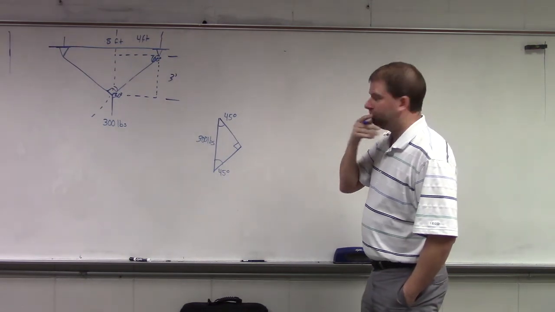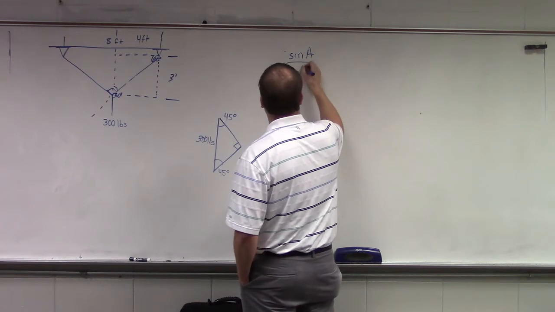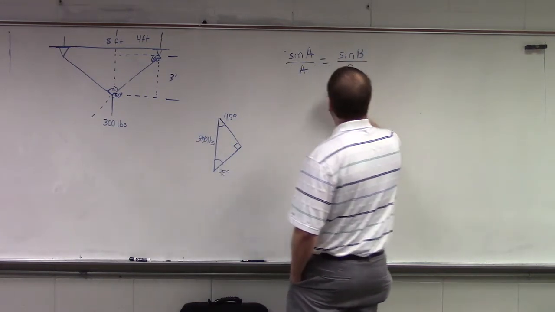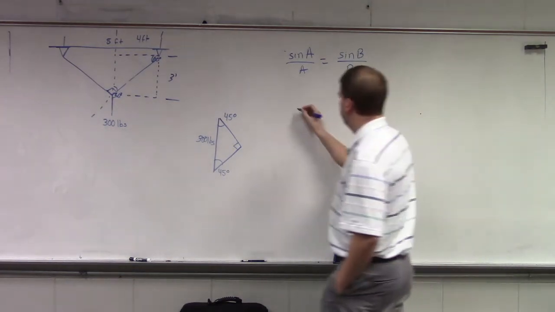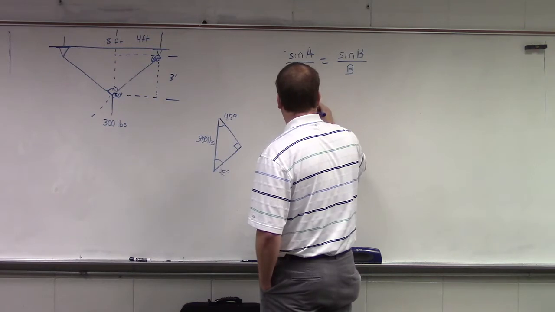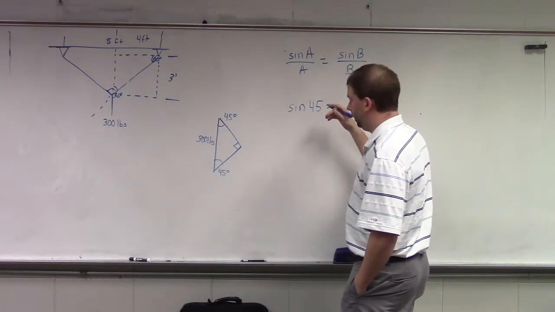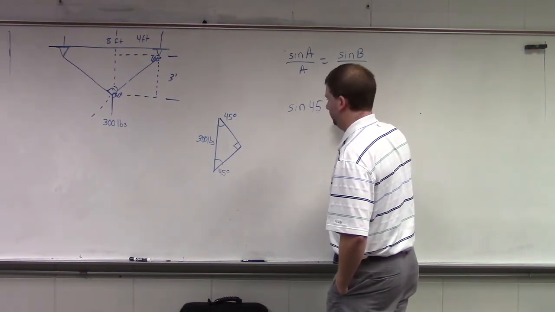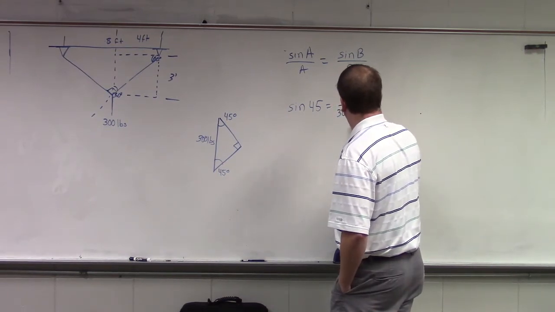Well, remember that law of sines is just sine of A is to A as sine of B is to B, right? But isn't it easier just doing sine of 45 equals x over 300? It can be. That works because it's a 90. It's not always going to be a 90 degree angle though, man. Yeah, the sine of 90 is 1, so that works.